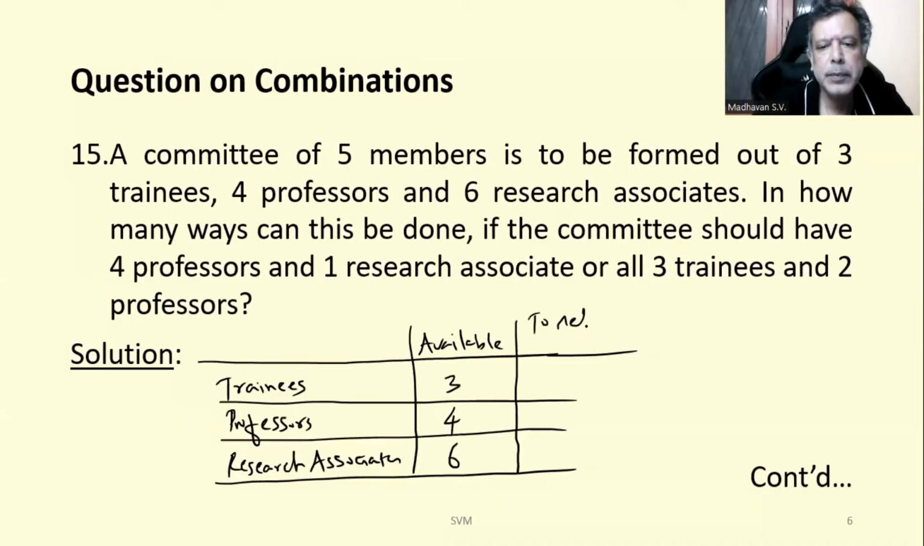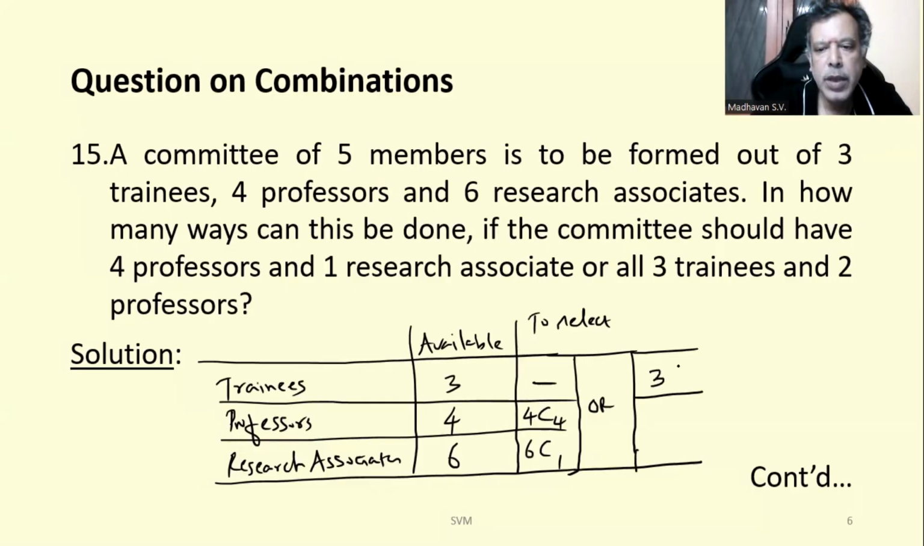To select, if the committee should have 4 professors, it means you need to choose all the 4, and one research associate, meaning out of 6 you have to choose one. This is one possibility. Or another way of choosing is 3 trainees. All 3 trainees means I have to choose 3 out of all the 3. And 2 professors means I have to choose 2 out of 4. This will be the selection.